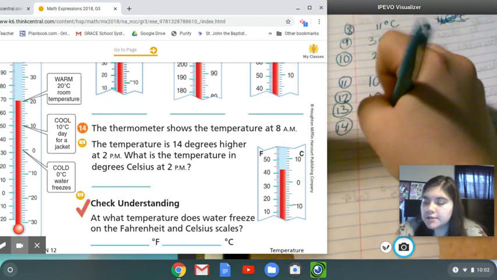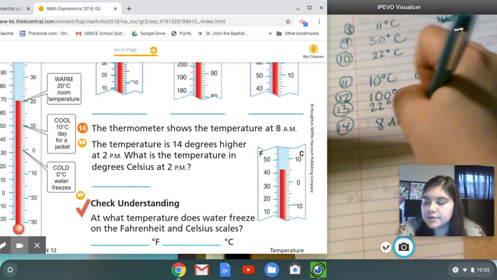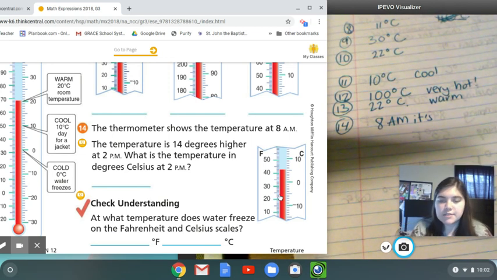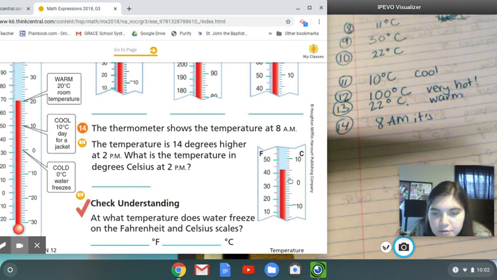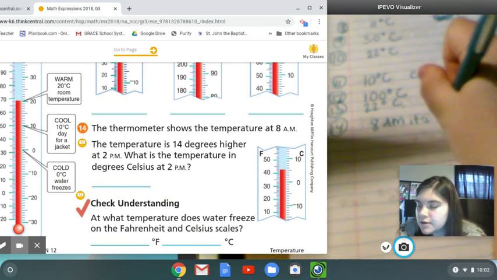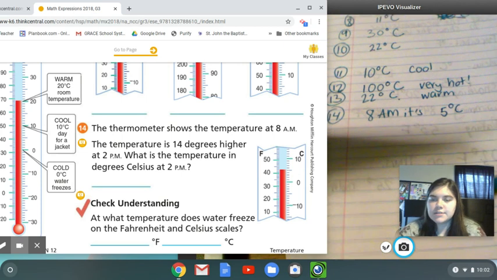So at 8 a.m., it's, and I want in Celsius. So I'll go up to my red line. I'm on the right-hand side for Celsius. I have 0, 1, 2, 3, 4, 5 degrees Celsius. So it starts at 5 degrees Celsius.